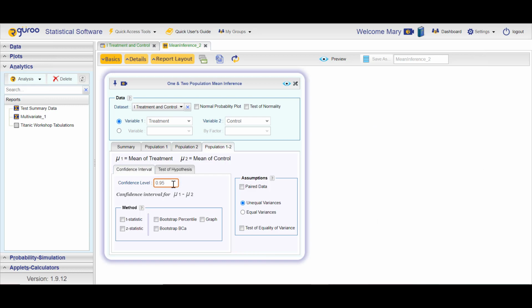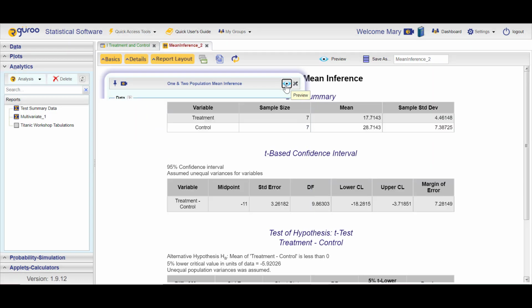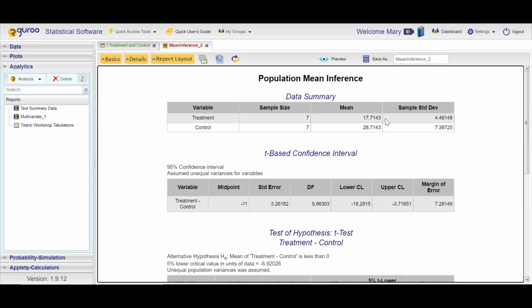So I'm going to do 0.95 here, t-stat, test of hypothesis 0.05. We're trying to see if it's less. And remember, we always put in 0 for these. T-stat, unequal variances, preview.